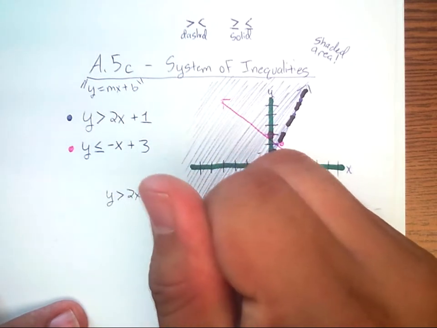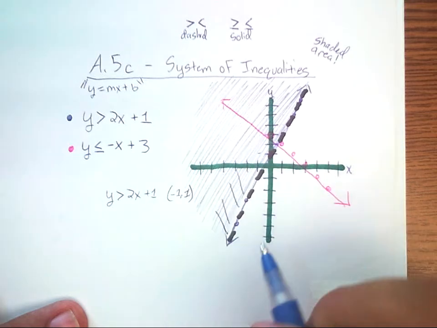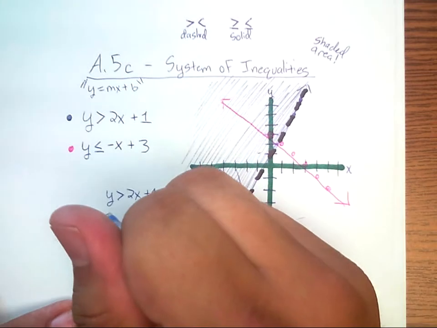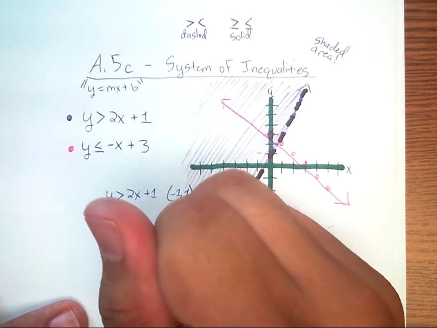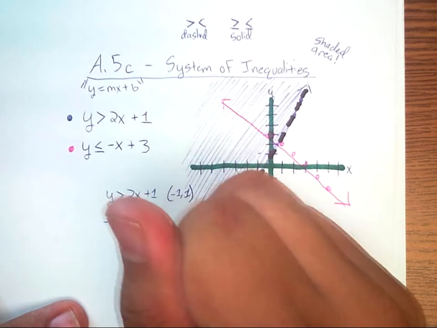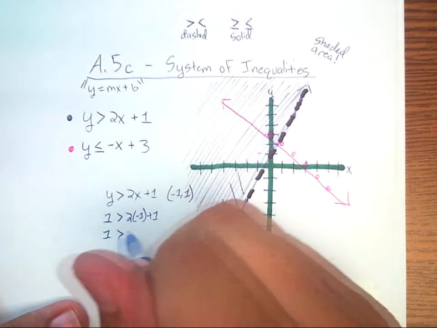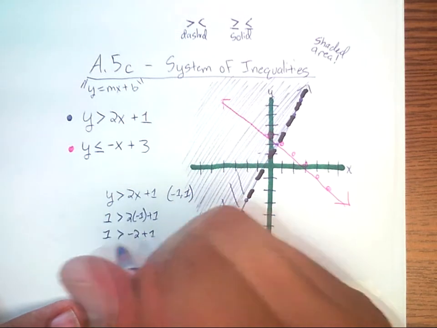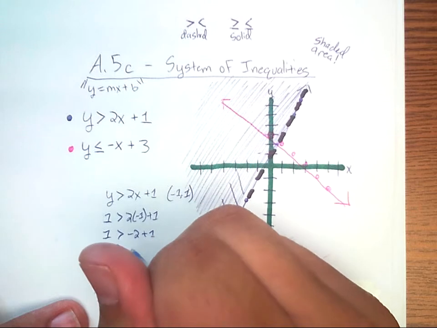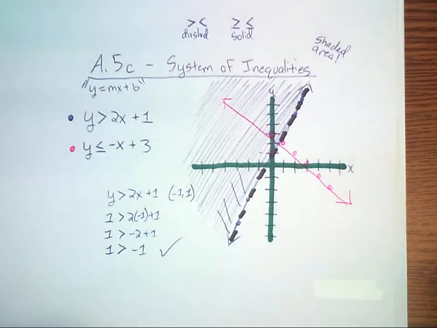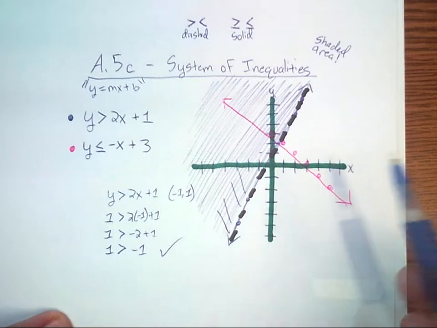We're going to plug in -1, 1. Let's see what happens. So 1 is greater than 2 times -1 plus 1. 1 is greater than -2 plus 1. Hey, look, 1 is greater than -1. It's true. If I were to plug in a point that wasn't over there, like, for instance, 0, 0 is a very easy point to pick.